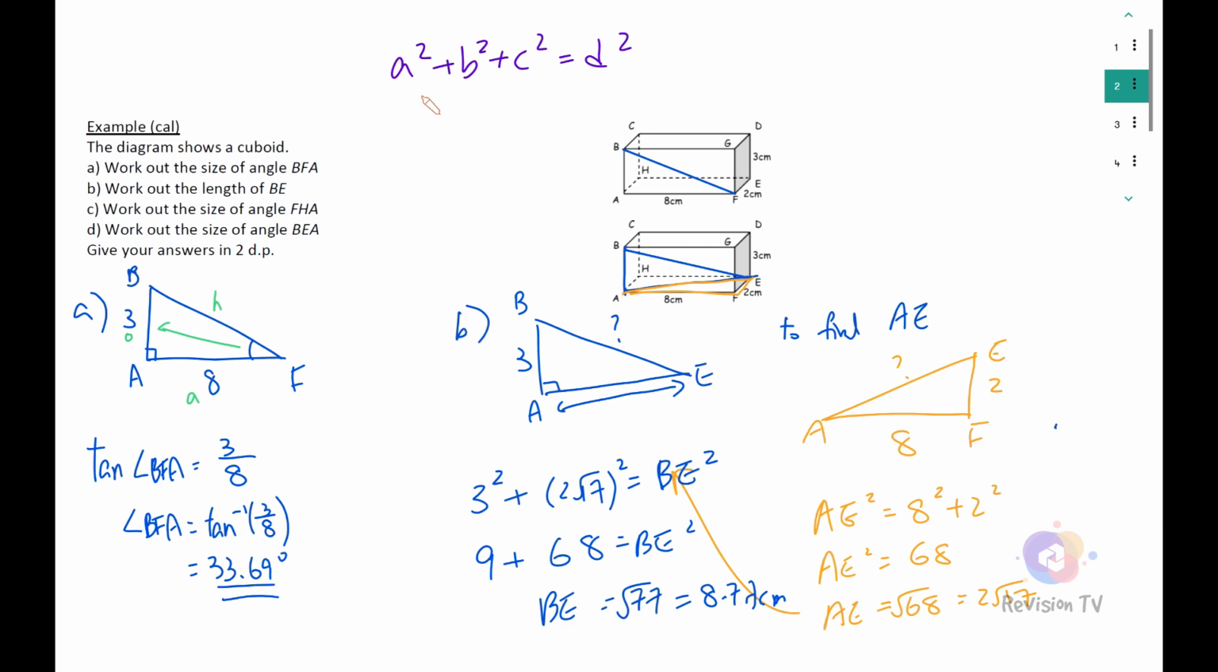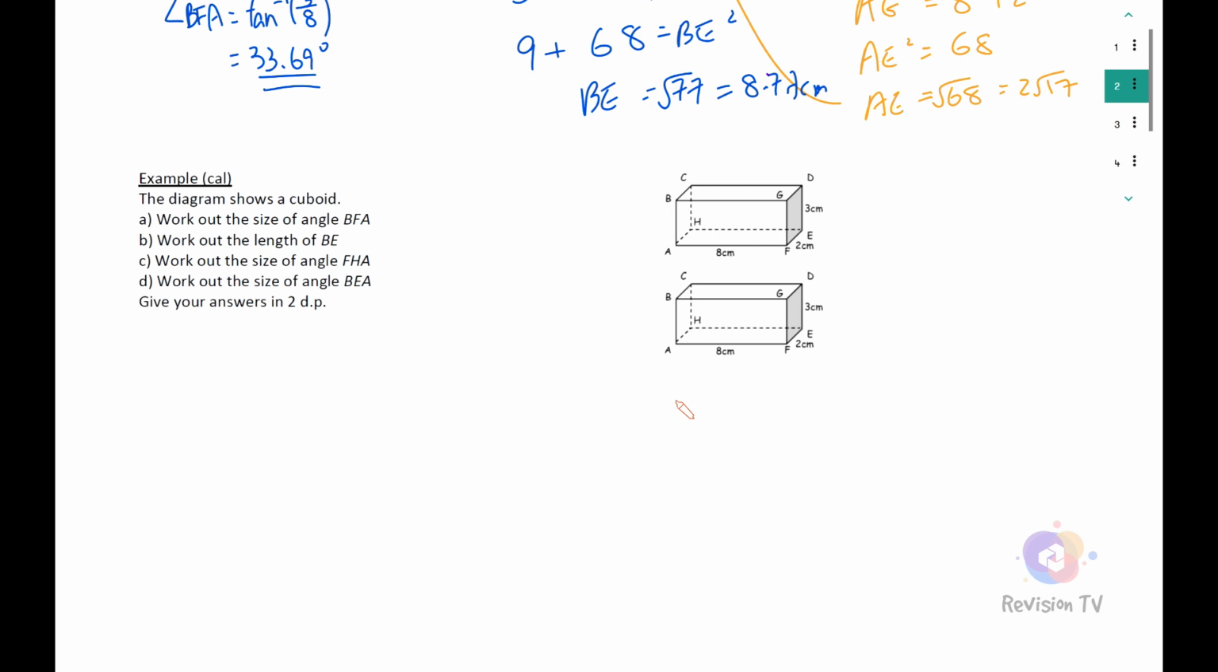So if you haven't heard of this before, scrap this. You don't have to know this. So let's carry on with our part C. Work out the size of the angle FHA. So FHA is here.